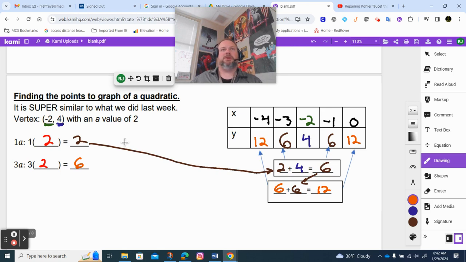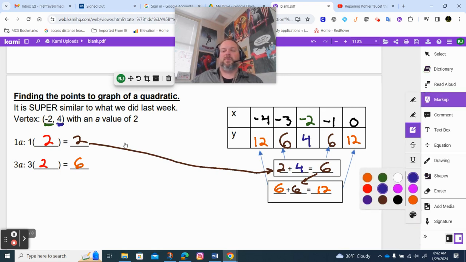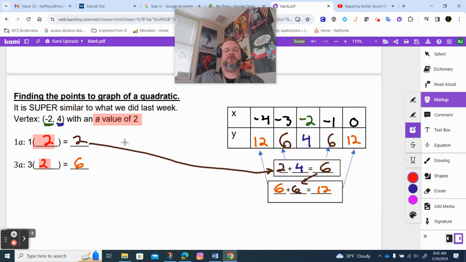Which two? I got the 2 value from where it said the a value of 2. Are you asking about this one or this or over here with the brown? Both, I guess. So it's like what we had for Friday with our vertex form where we would say 1a and 3a, except it just tells us our a value is 2. We didn't have to find it out of an equation.